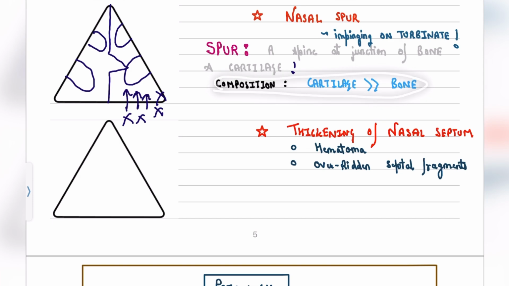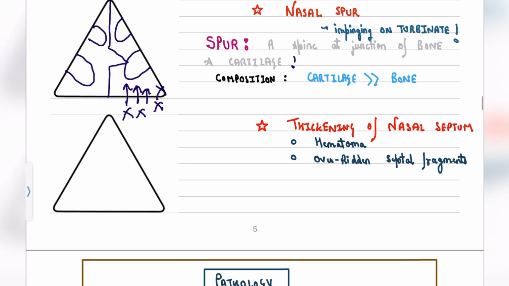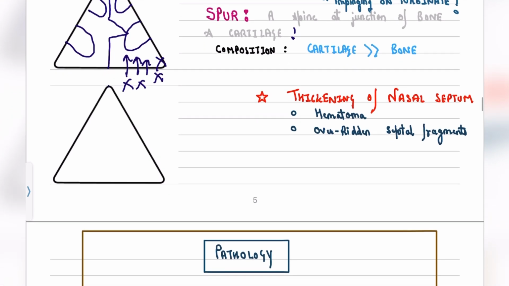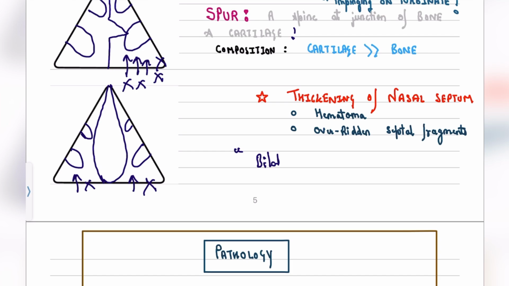So spur is composed both of cartilage as well as the bone, but the percentage of cartilage is higher than that of the bone. Now let's talk about the last one, that is the thickening of the nasal septum. It is nothing but the septum getting bilaterally thickened. Since it is getting bilaterally thickened, what kind of obstruction will we get in this? Air won't be able to easily pass on both the sides, so therefore it would lead to bilateral obstruction.